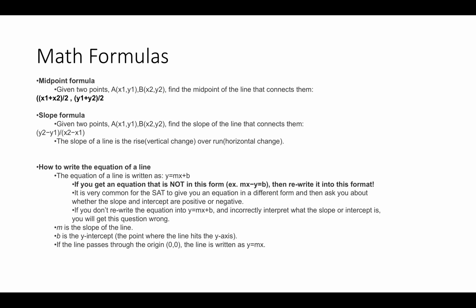So midpoint formula is an average of the points. So it's the average of the x's and the average of the y's. That's essentially what you're getting. So x1 plus x2 divided by 2, y1 plus y2 divided by 2. I've seen midpoint a couple of times. It's really rare though, but just good to know, good to have in your back pocket.